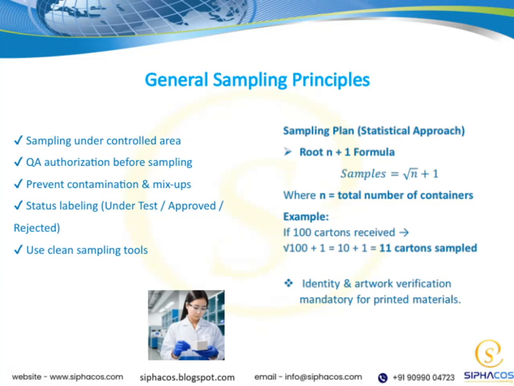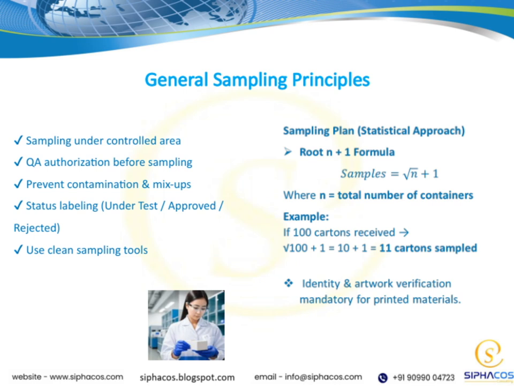Let's take a closer look at some general sampling principles that are essential for ensuring the integrity of our process. First, sampling should always be conducted under a controlled area. This helps us maintain a consistent environment and minimizes the risk of contamination. Before we even start sampling, it's important to get approval from QA. This step ensures that everything is in compliance with our standards and procedures.